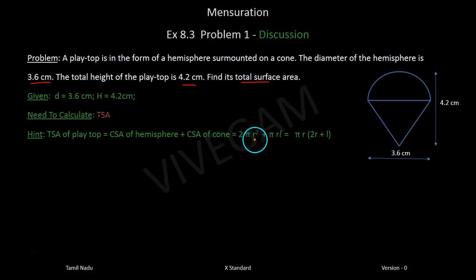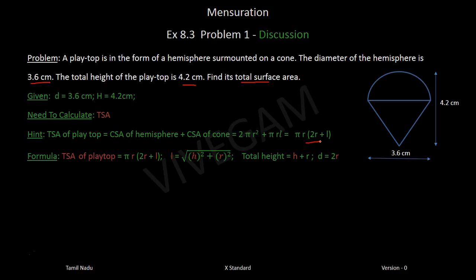You can do it this way, or you can individually calculate the hemisphere CSA and the curved surface area of the cone, and add it. Whichever way suits you, you can do. But we are doing it this way here. So let's write the formula. The formula: total surface area of plate top is pi into r into 2r plus l.